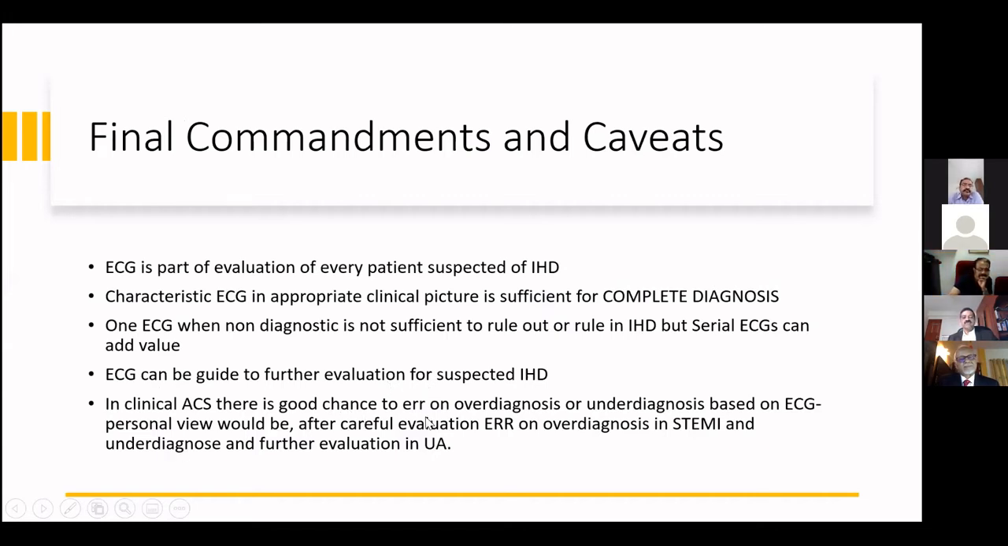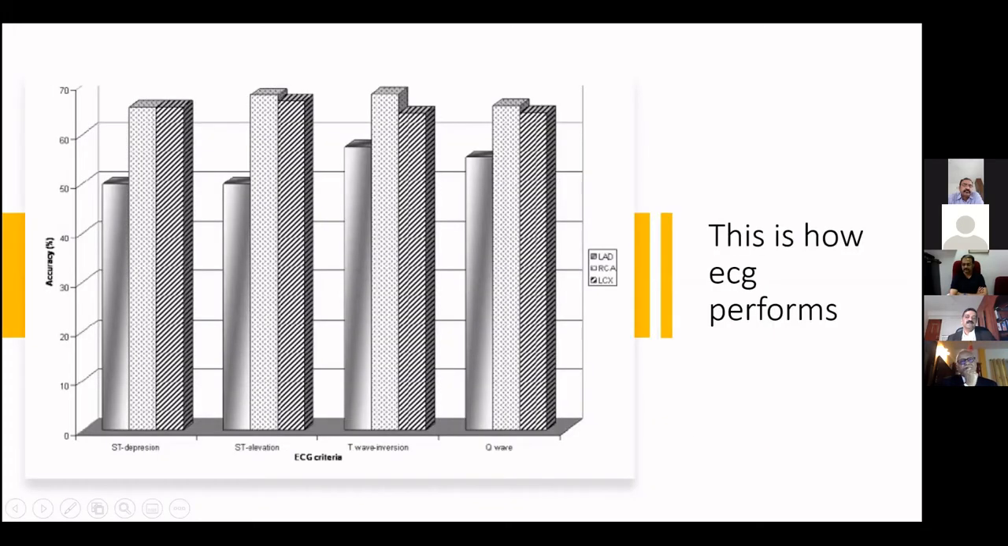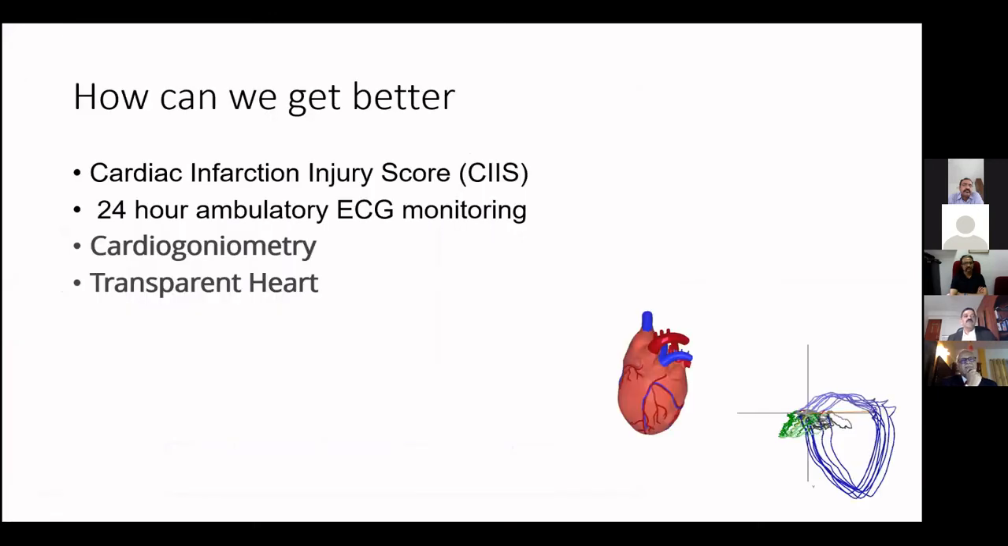And in a clinical ACS, there's a good chance to err on overdiagnosis or underdiagnosis based on your own assumption of the diagnosis based on the ECG. But my personal view would be, after a careful evaluation, err on overdiagnosing the STEMIs because any misdiagnosis is fatal in them, and underdiagnose and further evaluate other non-ST elevations and the unstable anginas, because over-aggressive treatment in these people can lead to major catastrophes, which all of us have faced, including intracranial bleeds or the complications of catheterization. So how can we get better?